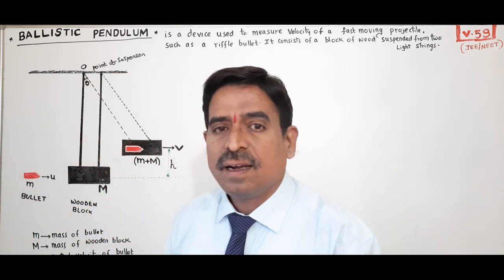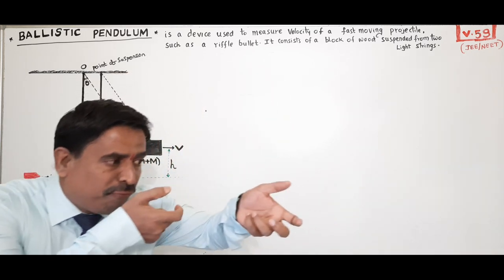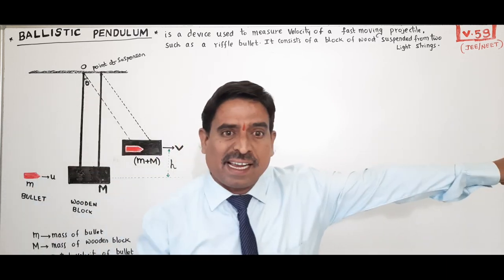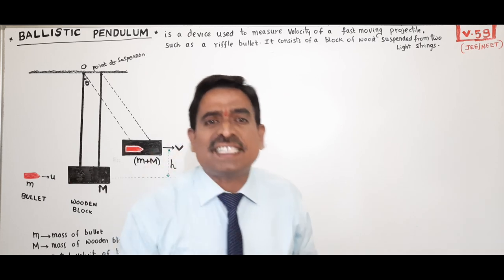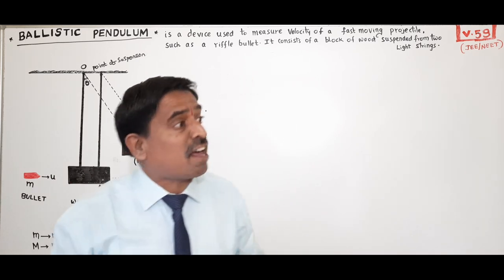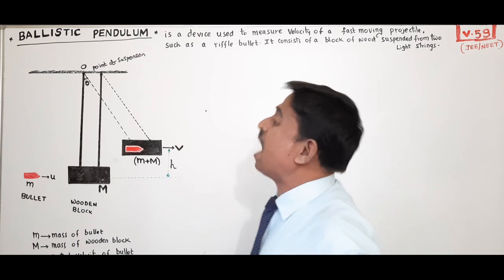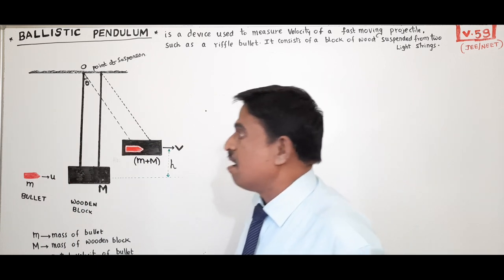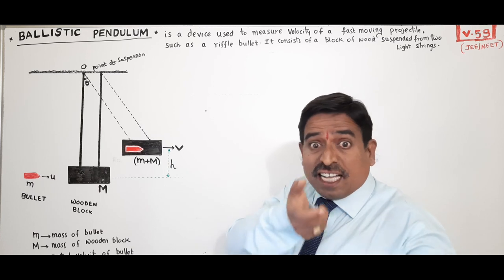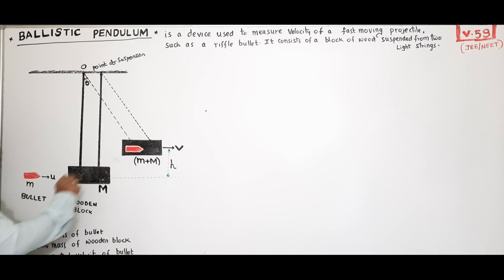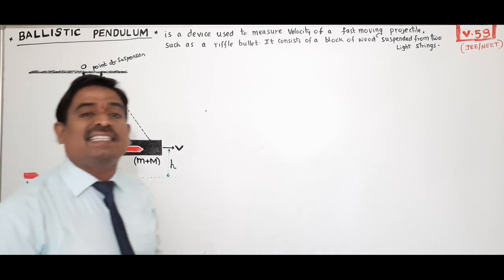Now, our police people fire the bullet, and the bullet is moving. In our cinemas, villains fire bullets at the hero, who is standing in front of the villain. Now at that time the villain is firing the bullet. When the bullet is moving fast, we can calculate its velocity by using this ballistic pendulum.